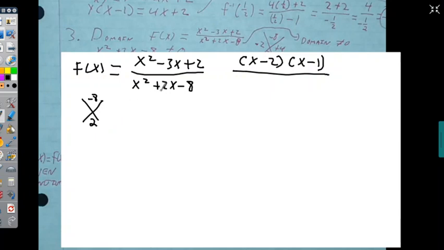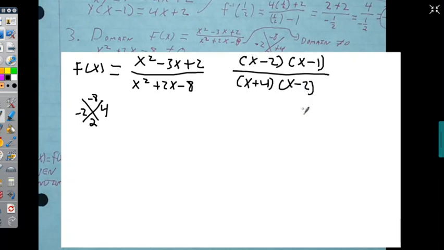It's positive 2. So what term is going to be positive? Positive 4 and negative 2. 4 minus 2 is 2. 4 times negative 2 is negative 8. So that's going to be x plus 4 and x minus 2. And, well, it seems like these cancel out.